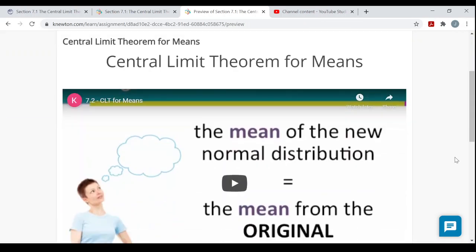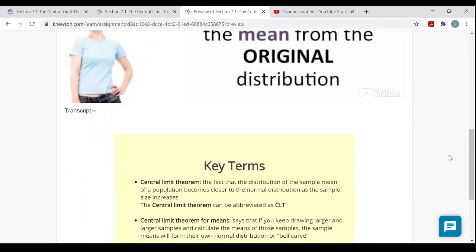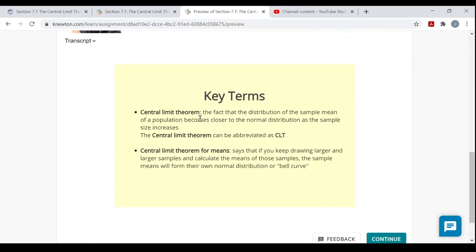All right, now they have a video here. I'll read off what the central limit theorem for means states. You can watch the video on your own, of course, and do your own reading. Hopefully you've read section 7.1 from the OpenStax book before coming here. So the central limit theorem is the fact that the distribution of the sample mean of a population becomes closer to the normal distribution as the sample size increases.